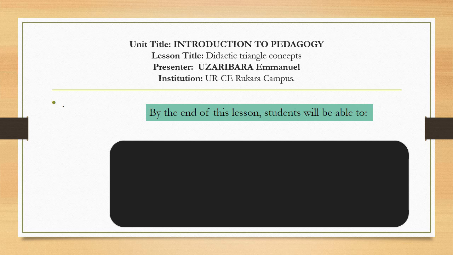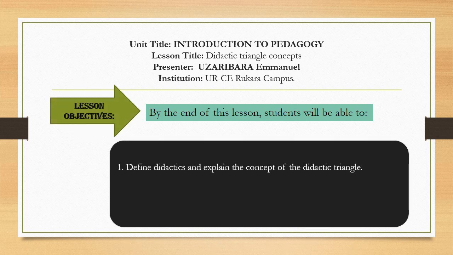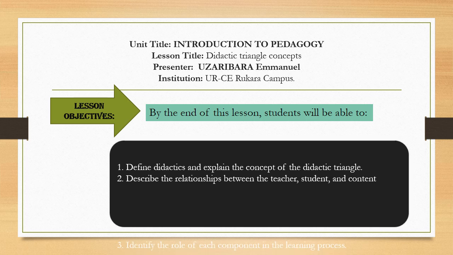We are going to be together within 5 to 10 minutes discussing an introduction to pedagogy, specifically the didactic triangle concepts. By the end of this lesson, you will be able to define didactics and explain the concept of the didactic triangle, describe the relationship between the teacher, student, and the content, which are the main components of the didactic triangle, and identify the role of each component in the learning process.